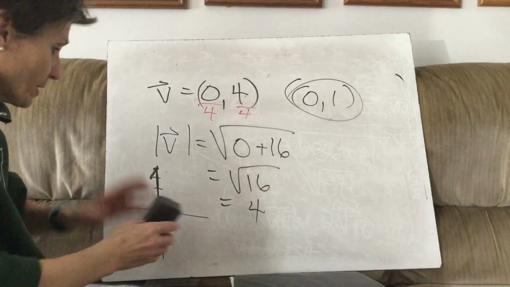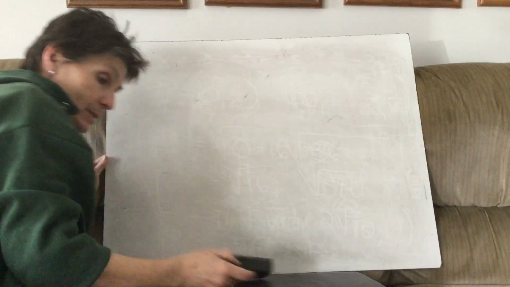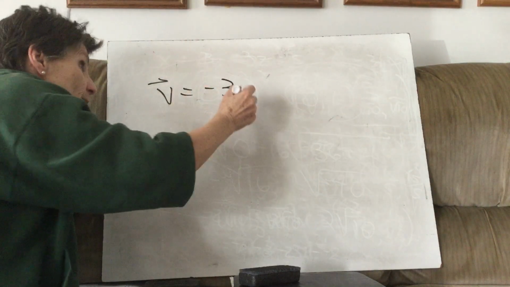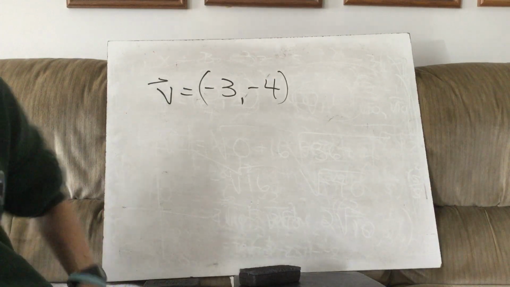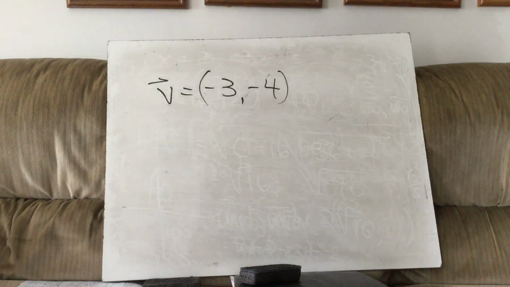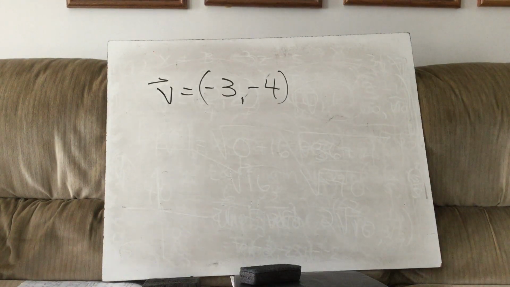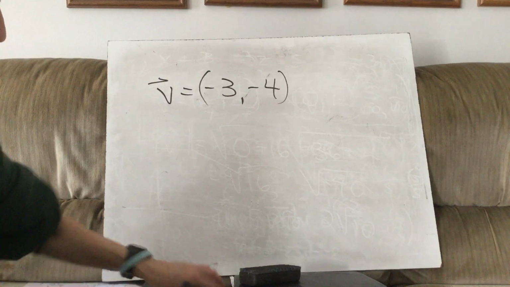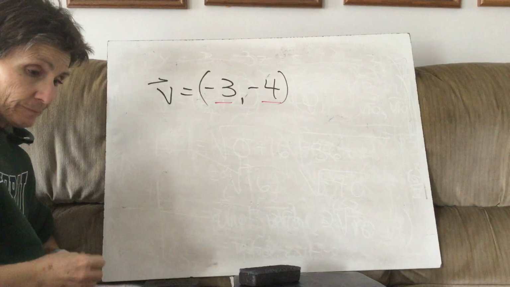Alrighty, one more of those. Let me give you a minute to try it on your own. The vector we're talking about is negative 3, negative 4. So you're going to make that a unit vector. So remember what that means. That means you're going to find the magnitude of the original vector. Right here, find its magnitude. And then you're going to divide both of these numbers by that magnitude.